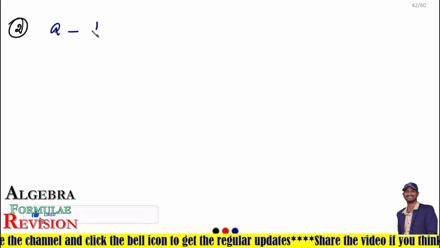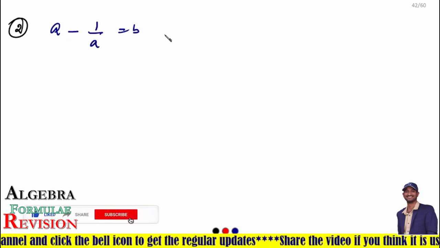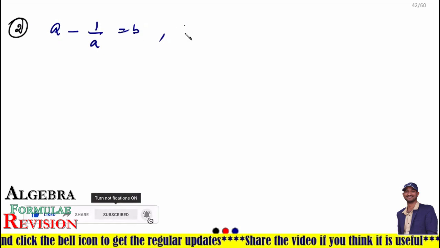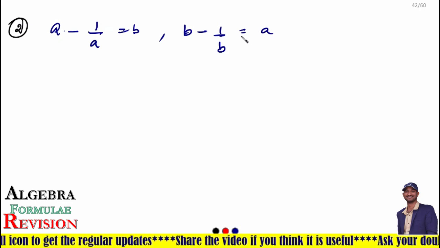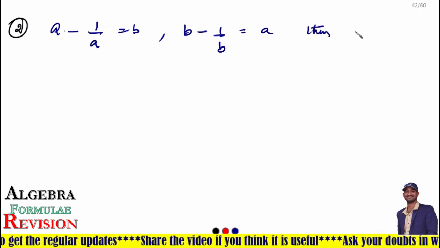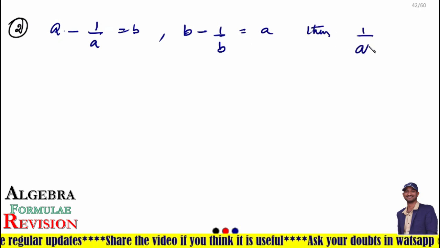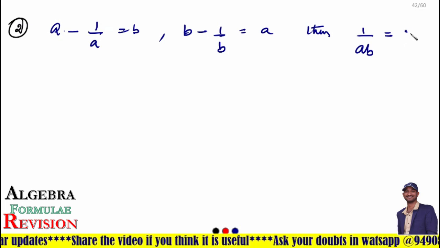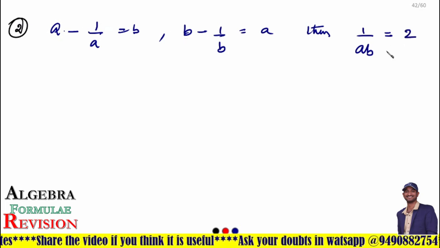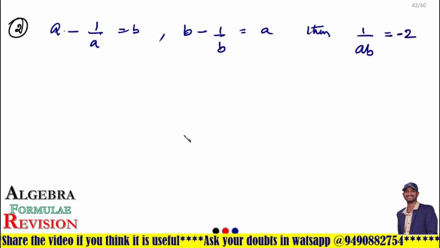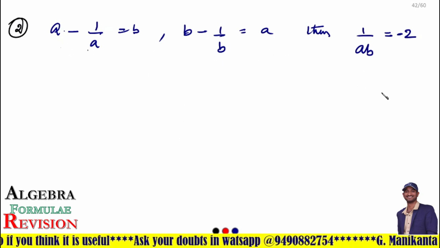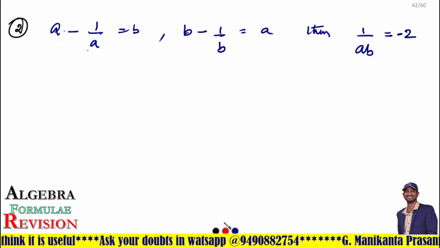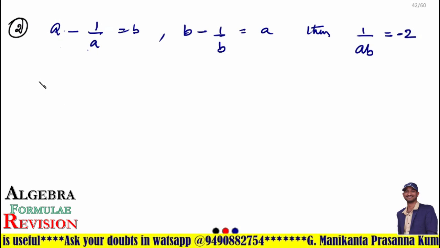If a number minus its reciprocal is b, and this number b minus its reciprocal is a, then 1 by the product of those two numbers is equal to minus the number of variables. How many variables are there? Two variables, so minus 2. If a minus 1 by a is b and b minus 1 by b is a, then 1 by ab is minus 2. Okay. Suppose there are three variables.